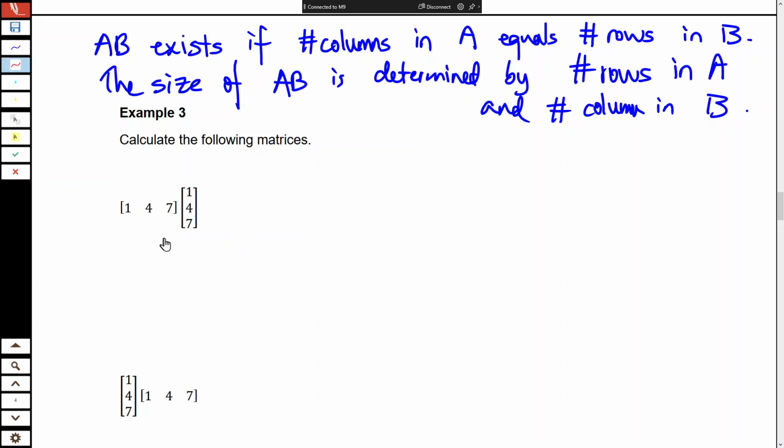Think back to the very first lesson. We described the order of a matrix using the terminology rows times columns. So this matrix is 1 by 3, and the second matrix is 3 by 1. Now, are these two numbers the same? Yes, which means that first condition is met.